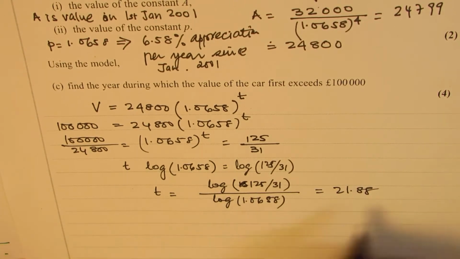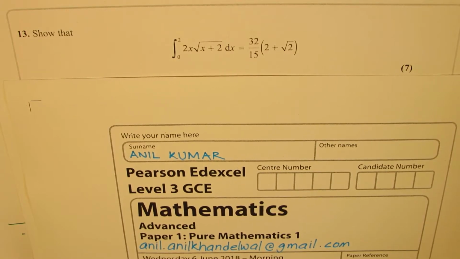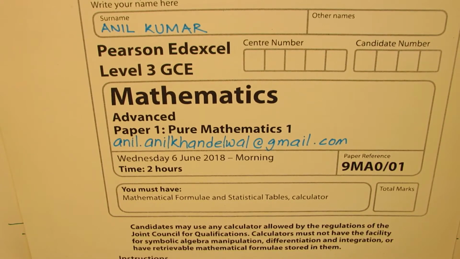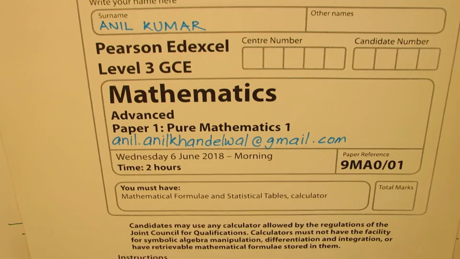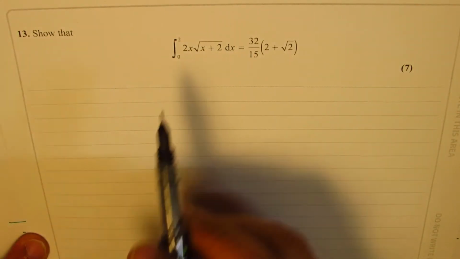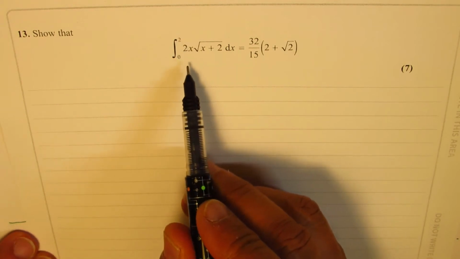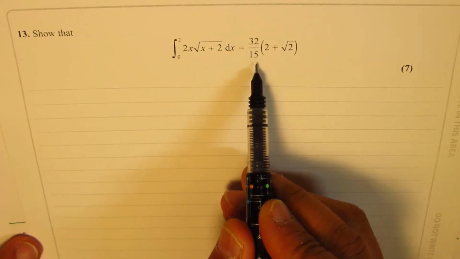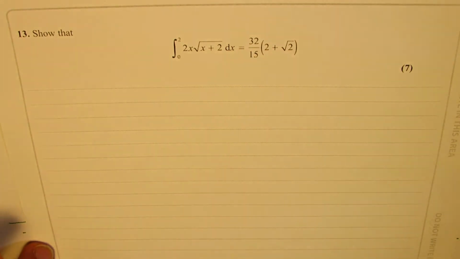So here is question number 13 from advanced level paper, Pure Mathematics, June 2018. The question here is to show that the integral from 0 to 2 of 2x square root of x plus 2 dx is 32 over 15, 2 plus square root 2. You can always pause the video, answer the question, and then look into my suggestions.